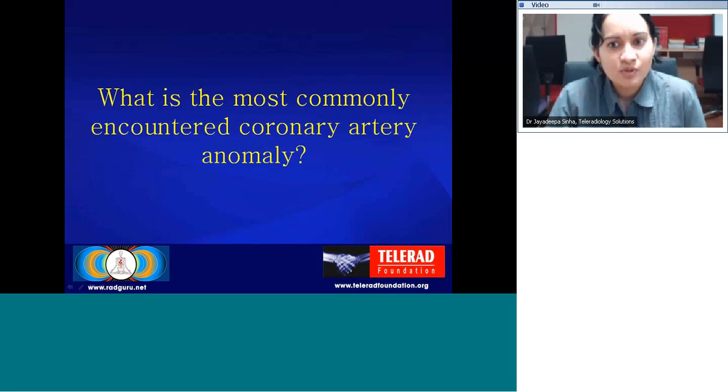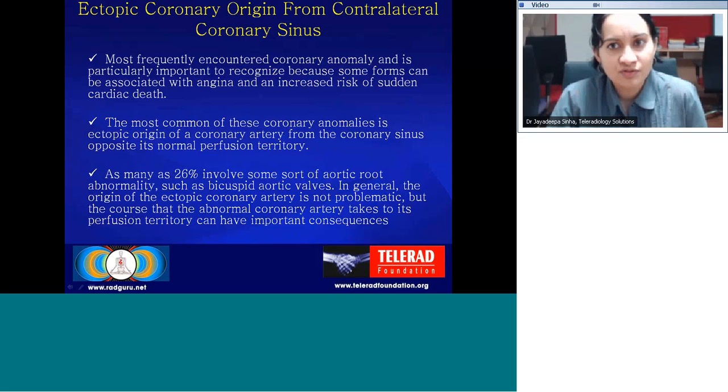So what is the most commonly encountered coronary artery anomaly? It is ectopic coronary origin from the contralateral coronary sinus. Why is it important to diagnose it? Because some of these forms can be associated with angina and increased risk of sudden cardiac death. Approximately 26% of these patients have some sort of aortic root abnormality, most commonly the bicuspid aortic valve. In general, the origin of the ectopic coronary artery is not problematic, but the course the abnormal coronary artery takes can have significant consequences.